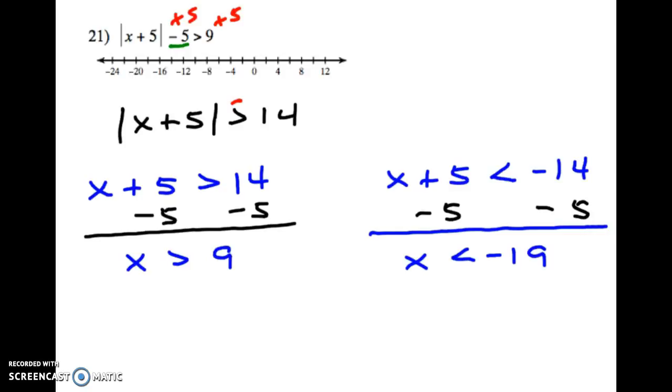Now, since when we worked it out this time, the absolute value is greater than the answer, typically these work out to be ORs. If we take a look at the graph as we do this, you'll see that is the case.